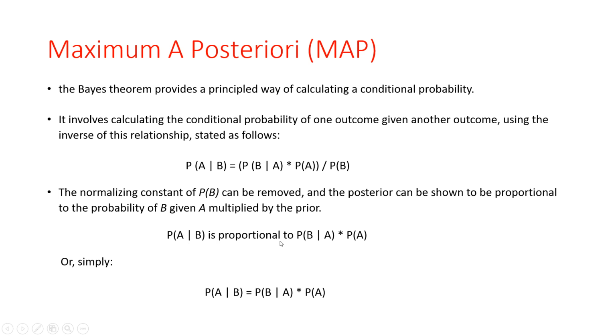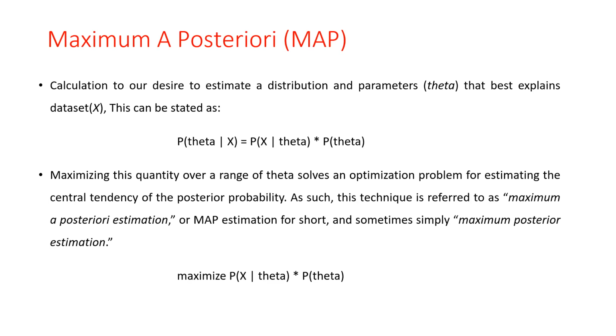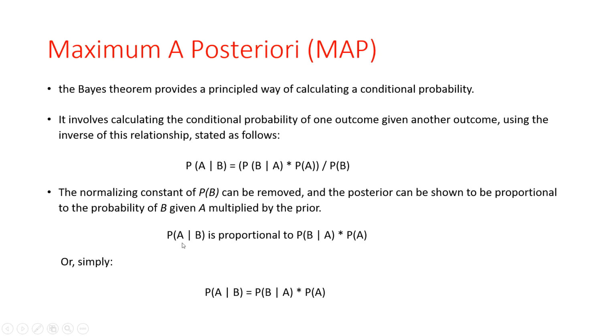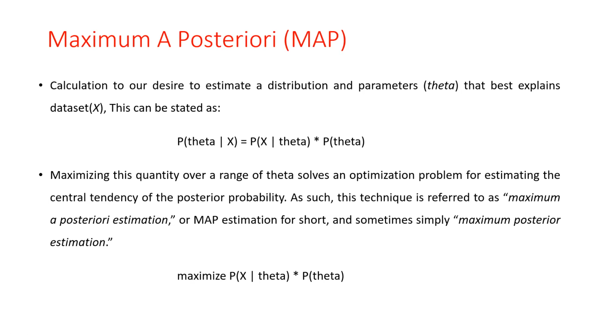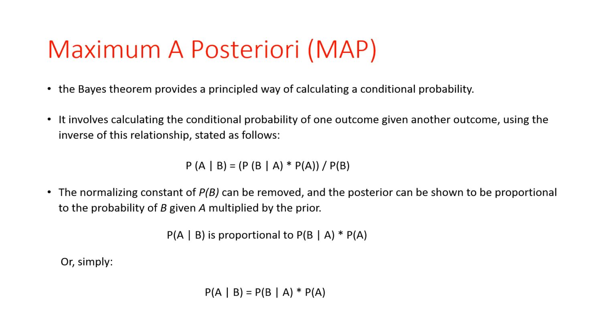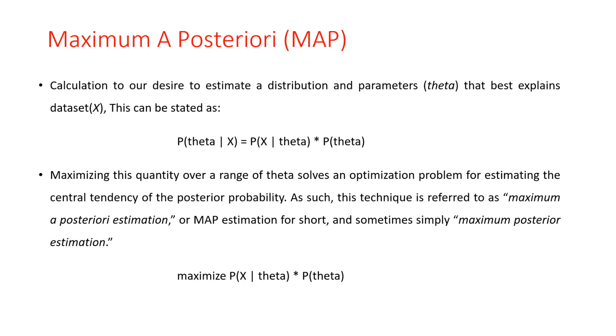Just as here we have made the probability of A given B proportional to the probability of B given A times the probability of A, similarly here we are estimating with our dataset X and a parameter theta. So instead of A and B, we are using theta and X. The probability of theta given X is proportional to the probability of X given theta times the probability of theta.